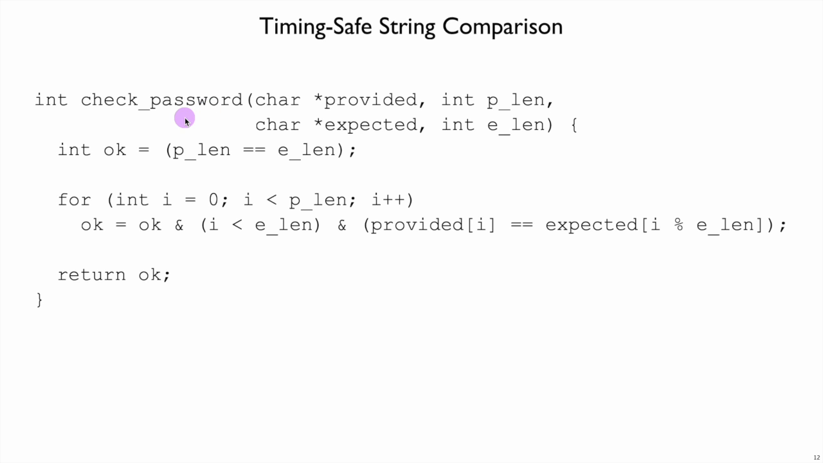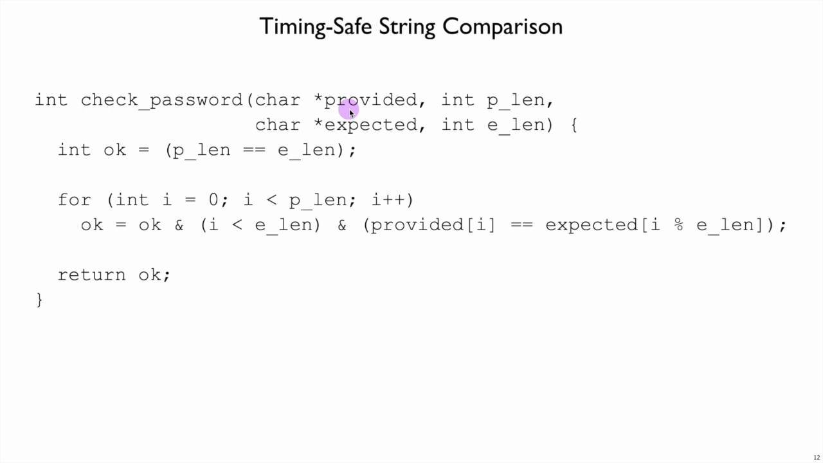It's the same kind of check password function. It takes the provided and expected passwords with their lengths. But this time, there are no ifs, except the one that's built into the for here, to stop when the index reaches the provided password length. So that means the amount of time that this check password function will take will depend only on the provided string, and the attacker already knows the length of the provided guess.